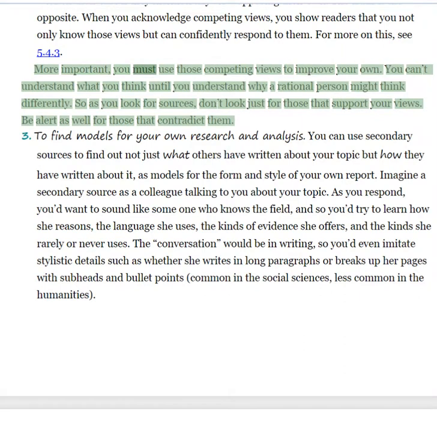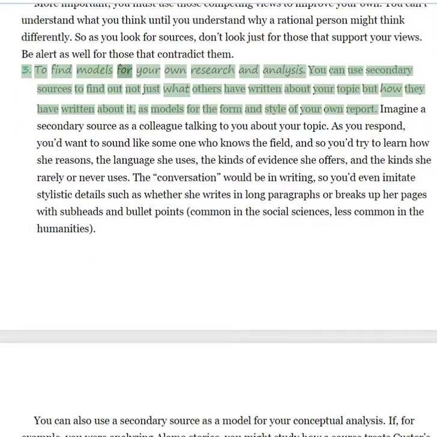More important, you must use those competing views to improve your own. You can't understand what you think until you understand why a rational person might think differently. So as you look for sources, don't look just for those that support your views. Be alert as well for those that contradict them. 3. To find models for your own research and analysis.